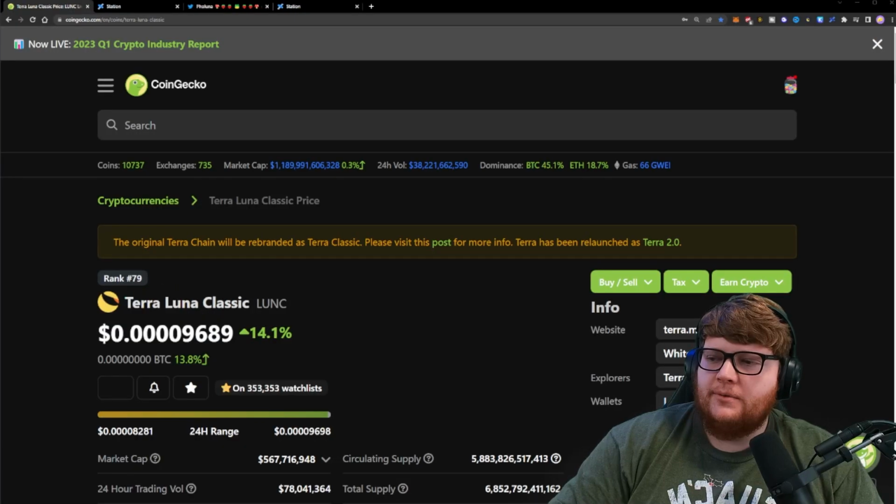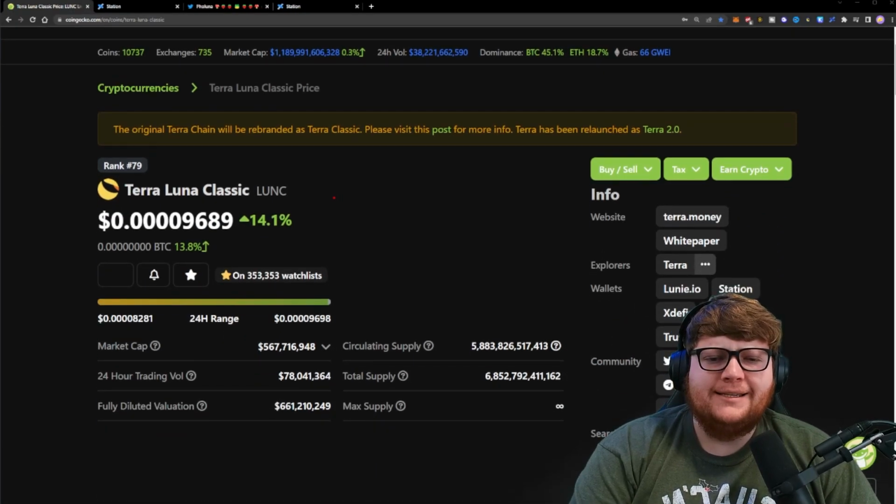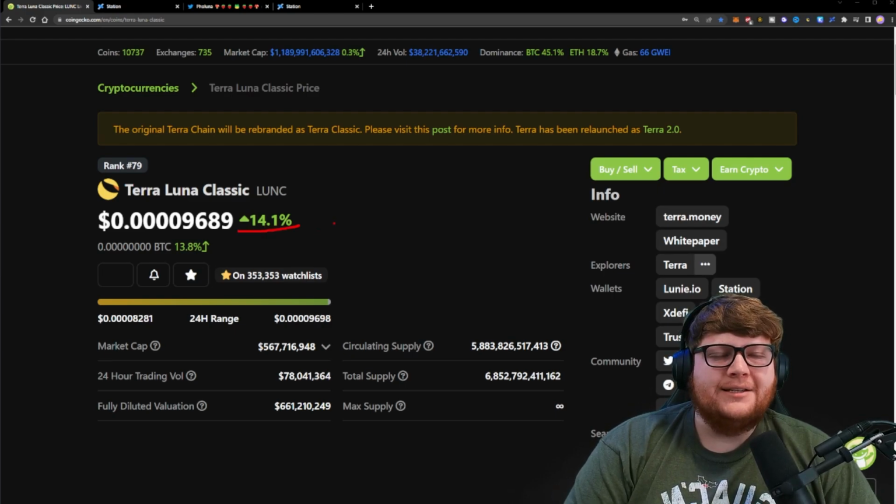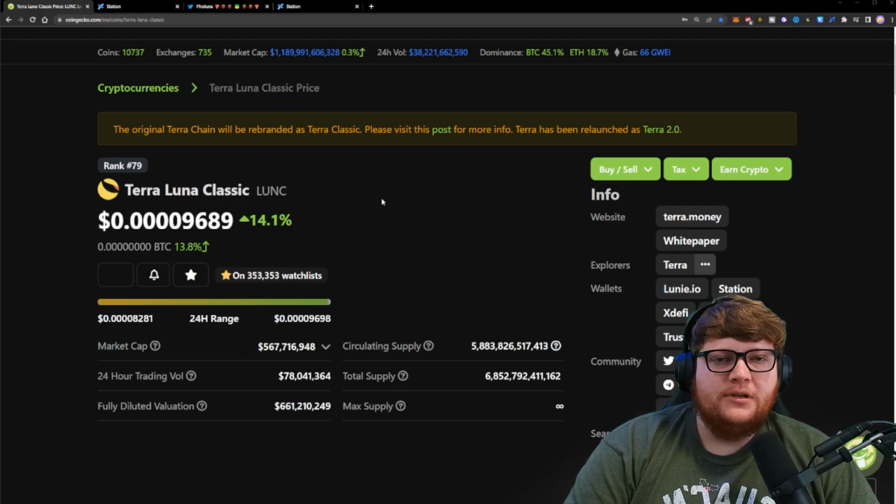There is a critical update for the Terra Luna Classic ecosystem that could change the future potential of Terra Luna Classic. When you look at Terra Luna Classic right now, you can see it's having a decent day. Obviously, we are down bad over the past little while, but Terra Luna Classic is coming up 14% on the day. Market cap right now is just over $500 million.